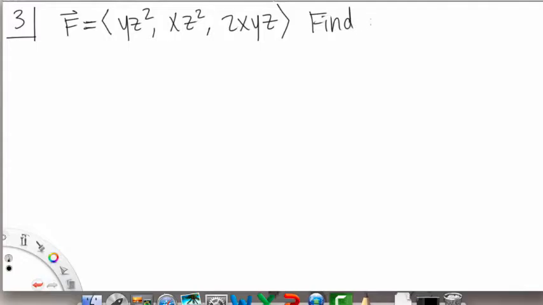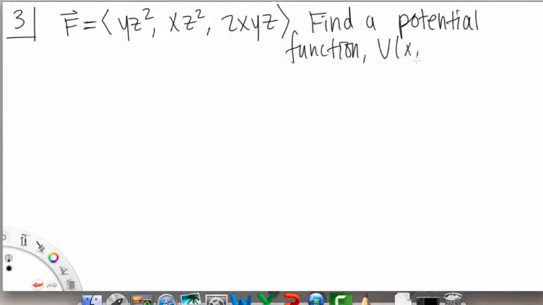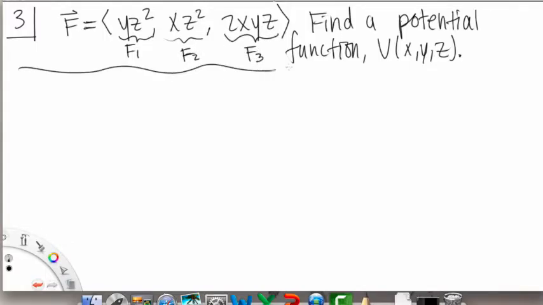We are told to find a potential function, v of x comma y comma z. So we're going to practice finding our potential function here. And so this I'm going to label f1, this is f sub 2, and this is f sub 3. So this is our given, and we're finding the v of x, y, z.